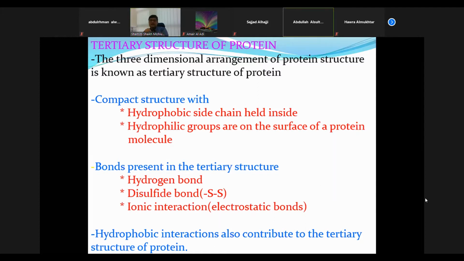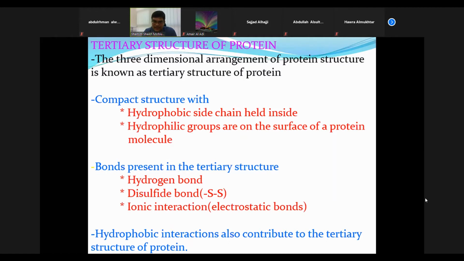What type of bonds? Peptide bond. Very good. Without peptide bond, there is no primary structure. Understand? Without primary structure, there is no secondary structure. And without secondary structure, there is no tertiary structure. So it is a different arrangement. It is not like primary is separate, secondary is separate, tertiary is separate. Not like that. Primary is converting into secondary, secondary is converting into tertiary.